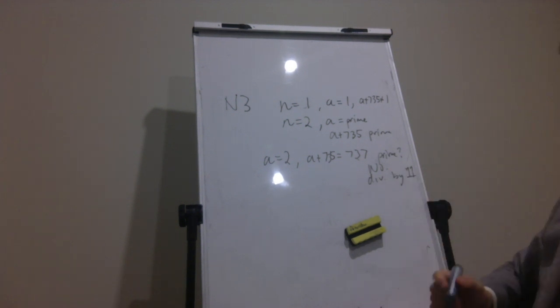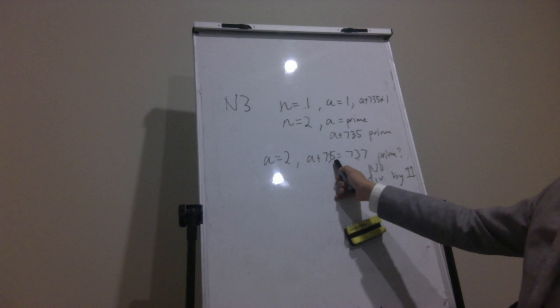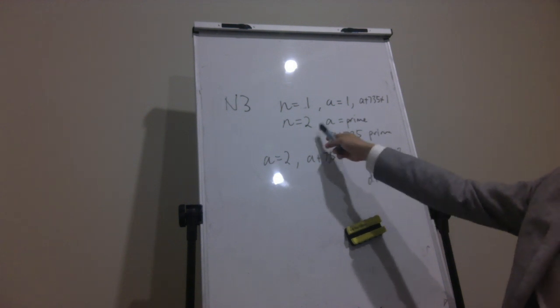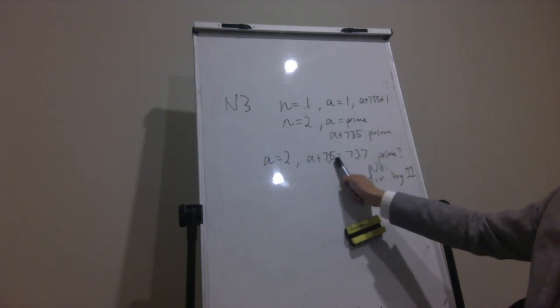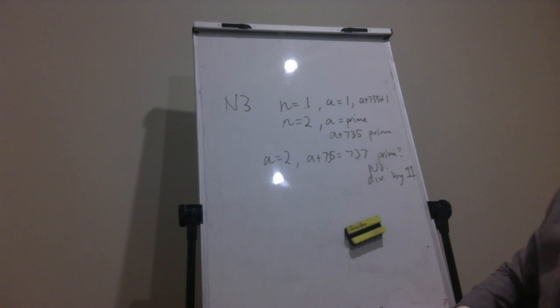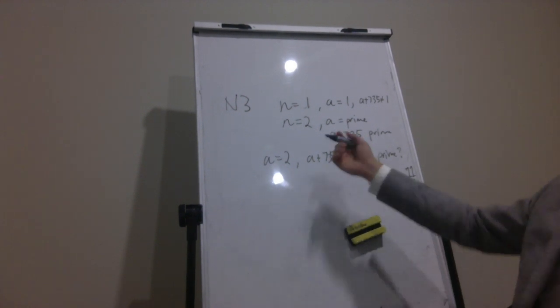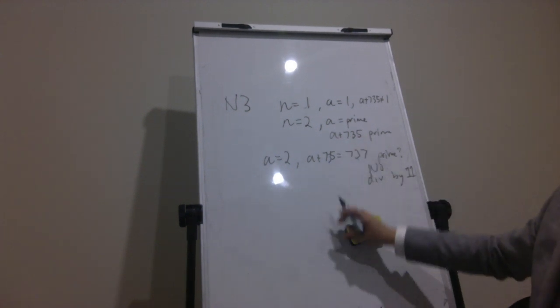Then you could think, okay, what if a was the next prime, like 3? Then 738 is obviously not prime because it's even, right? But then you realize any time I have an odd prime, plus 735 is going to be even. So then it can't be prime. Therefore n can't be 2, right?